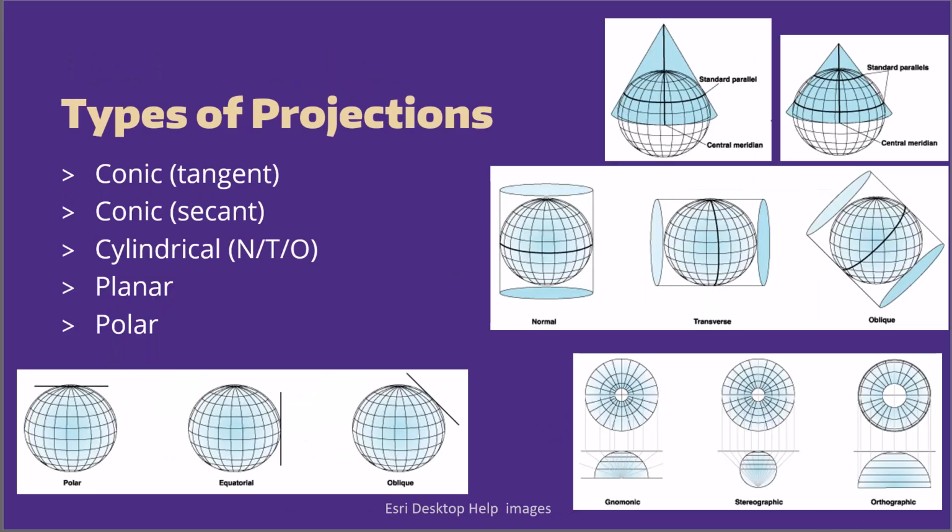The types of projections, you could have a conic, which is tangent, conic secant, cylindrical, this would be a normal cylindrical, transverse cylindrical, and oblique cylindrical, planar, such as here, very flat against the globe, and polar, which is this image over here. There's distortion in all projections. Some are drastic and some are slight. Projections are chosen to minimize the distortions for the particular aspects of the data.